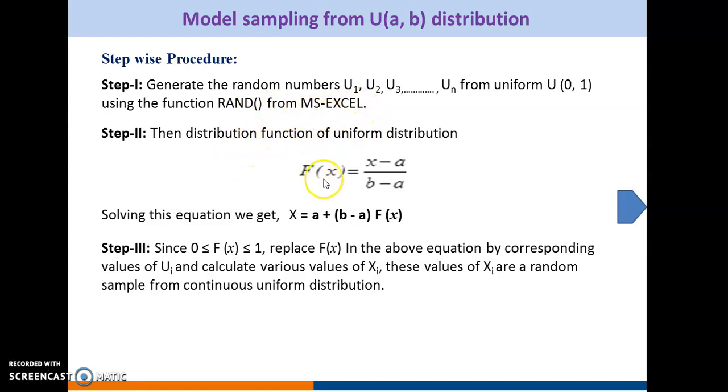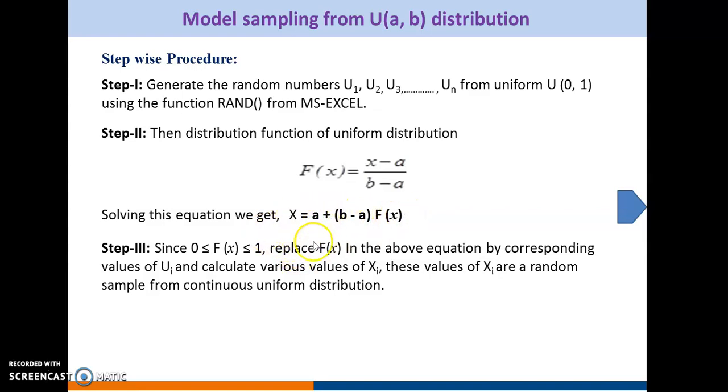Then we use the distribution function of uniform distribution, which is given as F(x) = (x minus a) upon (b minus a). From this distribution function, we can write the formula for x, which is a plus (b minus a) into F(x). We multiply and then we add this a to this. So it will become a plus (b minus a) into F(x).